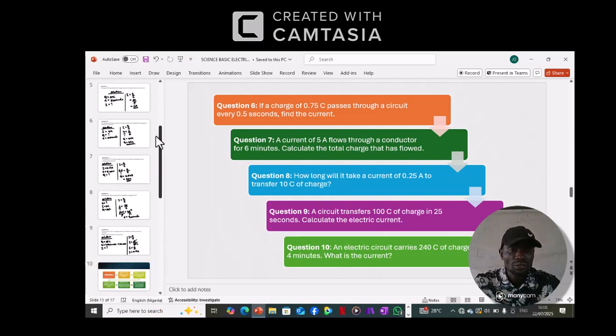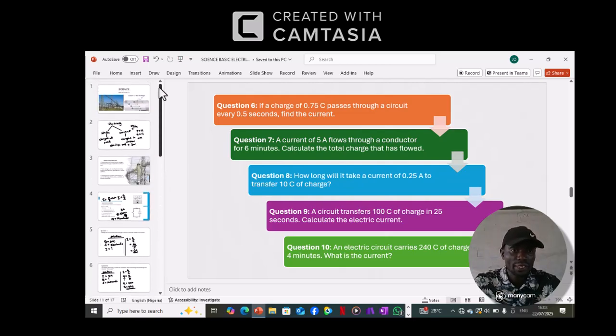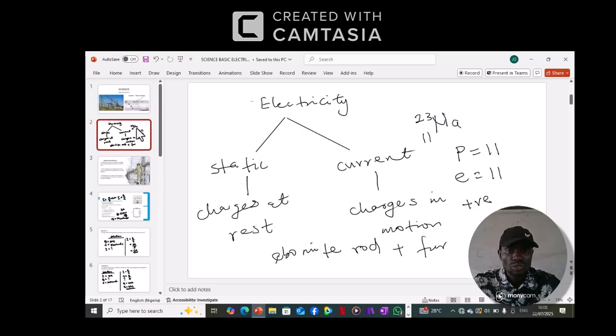So that is what we have done. Let me just quickly do the recap of the lesson. We started with 2 types of electricity. We have static electricity and we have current electricity. Static electricity is when charge builds up on a material, that is, charges at rest. Charges are created, they are produced, but they are not moving.